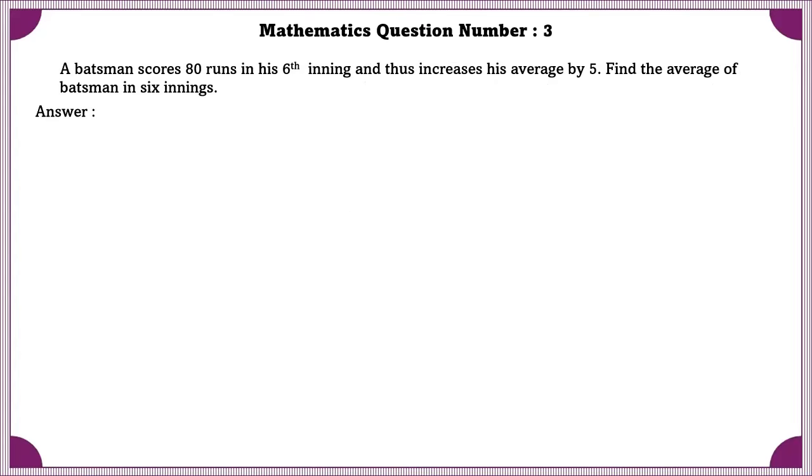Question number 3. A batsman scores 80 runs in his 6th inning and thus increases his average by 5. Find the average of the batsman in 6 innings.